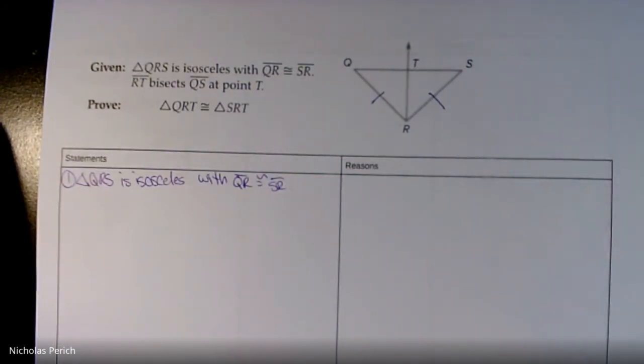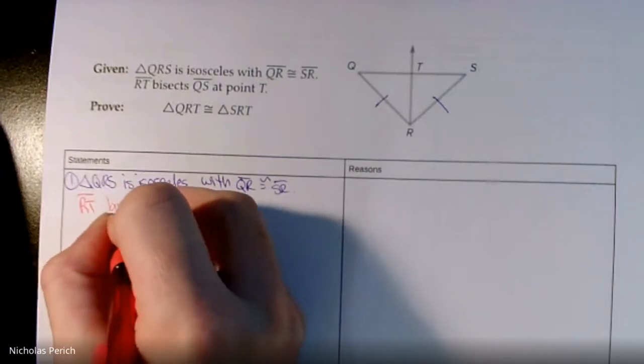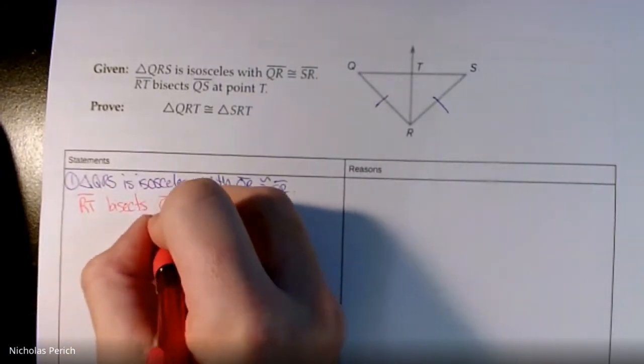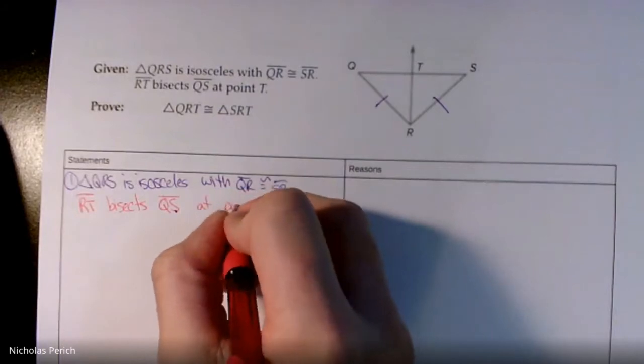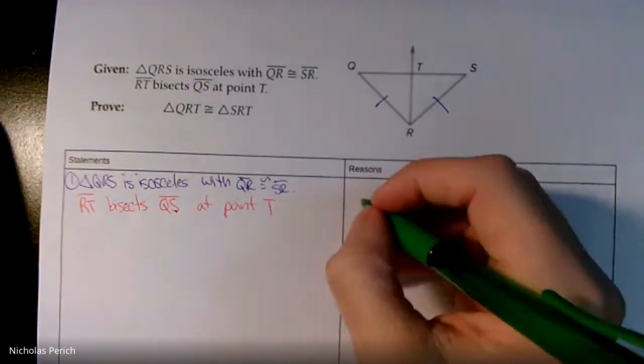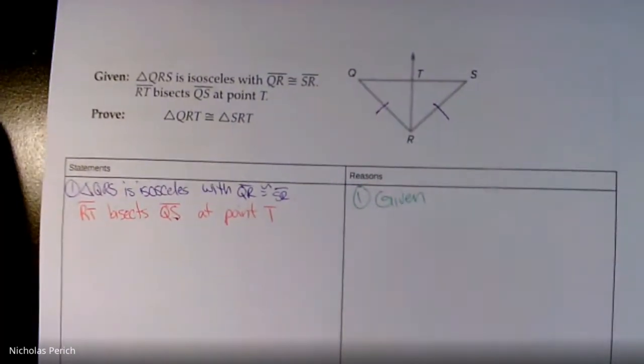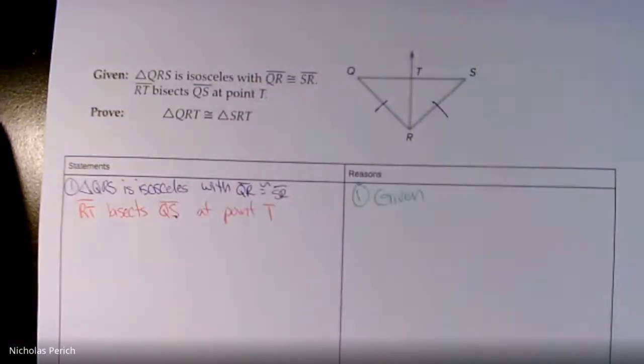What other information do we have? Ah, yes, the old bisect word. Side RT bisects side QS at point T. That's my given. So I was told one thing. I have to use the information that I have to find other things.